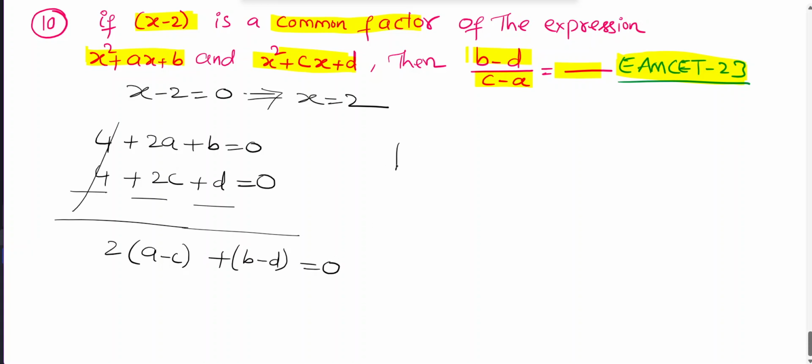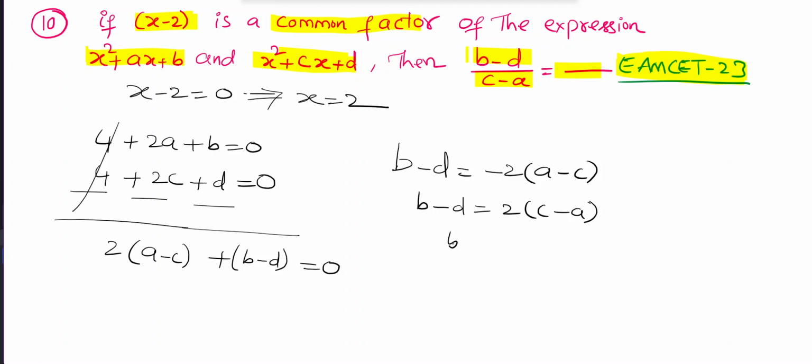From this, b minus d is equal to minus 2 into a minus c. So for b minus d by c minus a, b minus d is equal to, multiplying by minus, 2 into c minus a. From this, b minus d by c minus a is equal to 2. This is the required answer. So the value of b minus d by c minus a is 2.